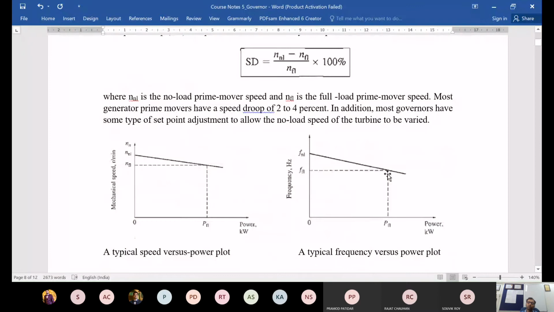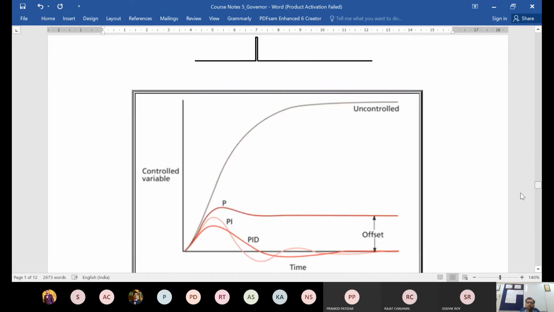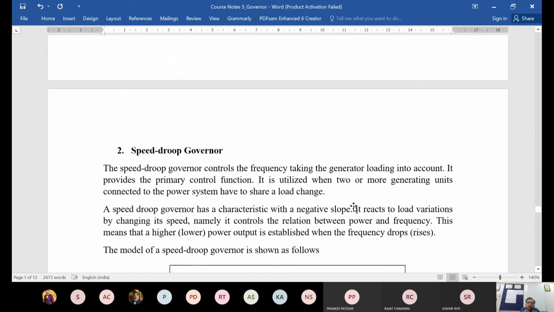So at your rated power output, what is the full load speed? We can refer to this law in terms of speed. At the full load or the rated power output, whatever the full load speed is, that is NFL, and no load speed is NNL. The slope of this speed group characteristic should be such that (NNL minus NFL) divided by NFL, times 100, should be 2 to 5%. That is the recommended range. So within that you can set the speed group characteristic.